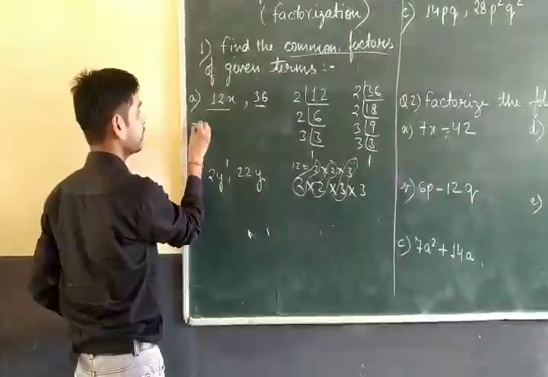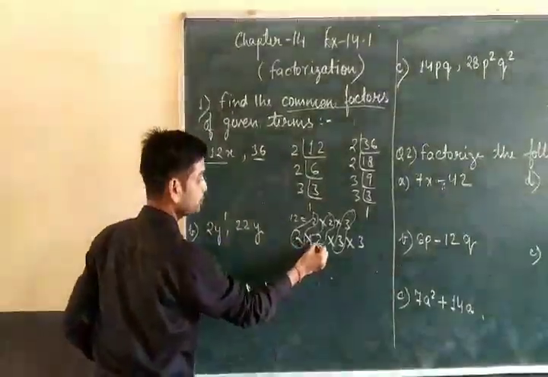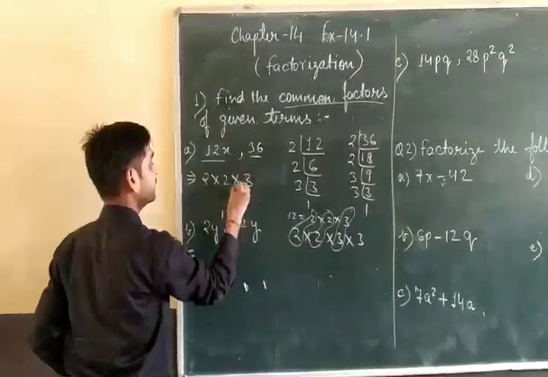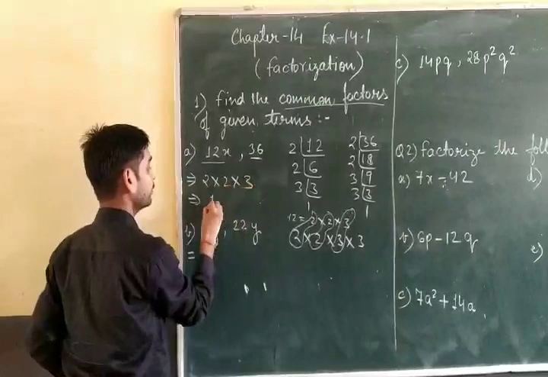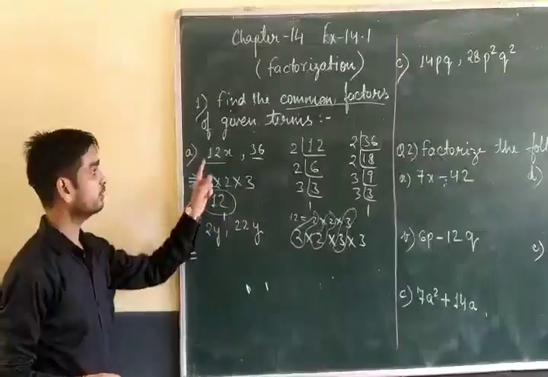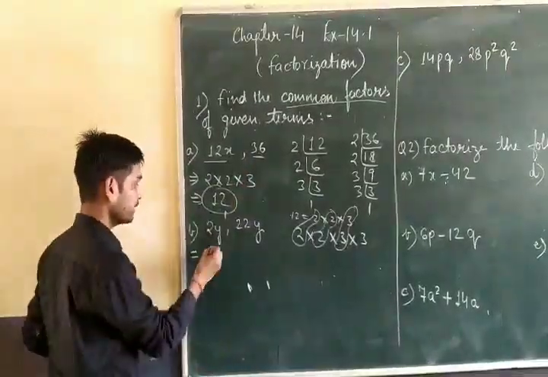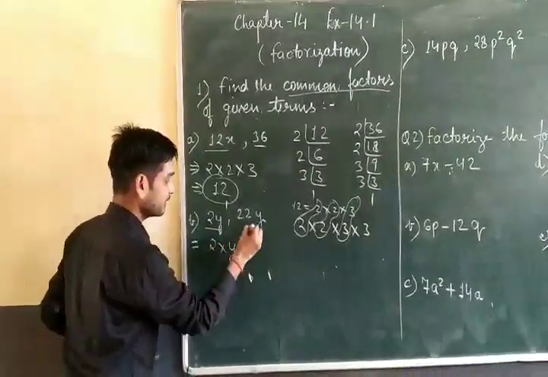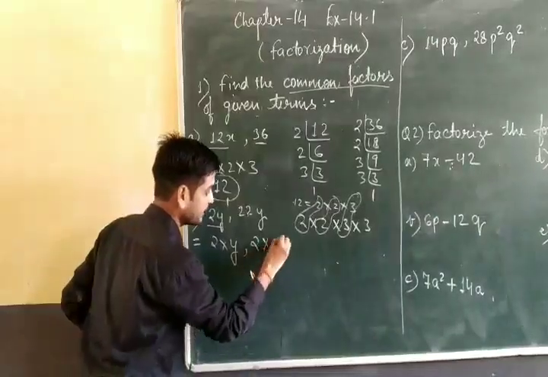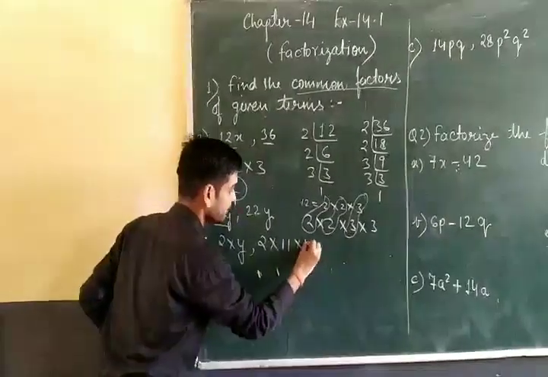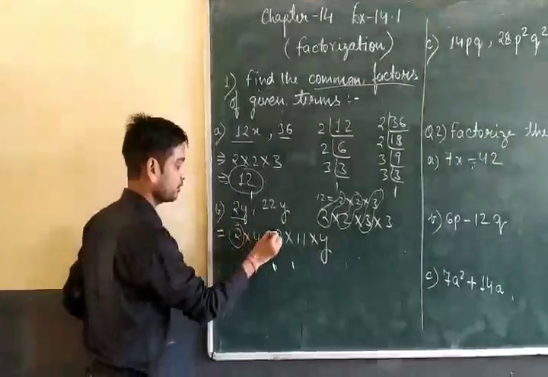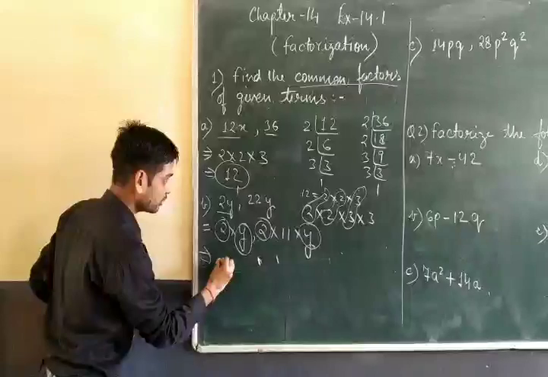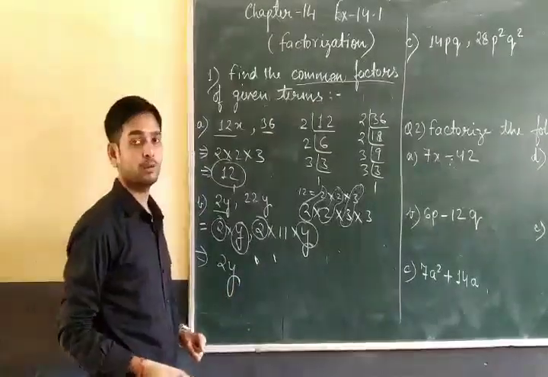So what are the common factors? 2, 2 and 3. That is 2 multiply 2 multiply 3, that is 12. So 12 is the common factor of 12x and 36. Similarly, in the question number B part, we can write it like 2 into 11 multiplied by y. So here 2 is the common in both values and y is the common in both values. So what is the common factor? 2y is the common factor.